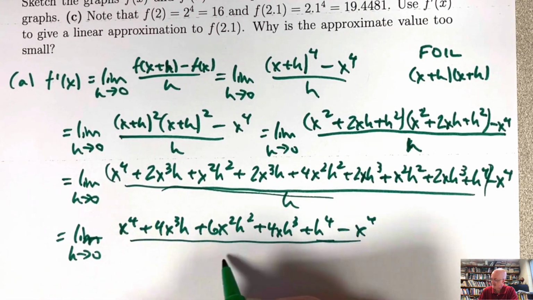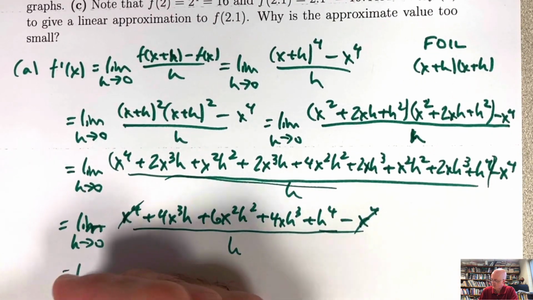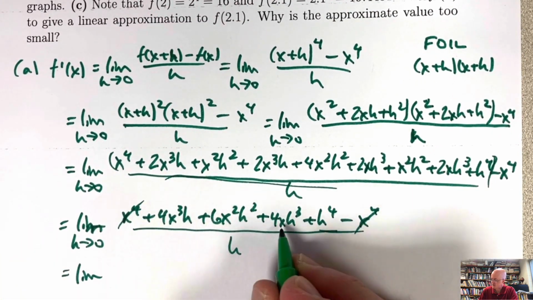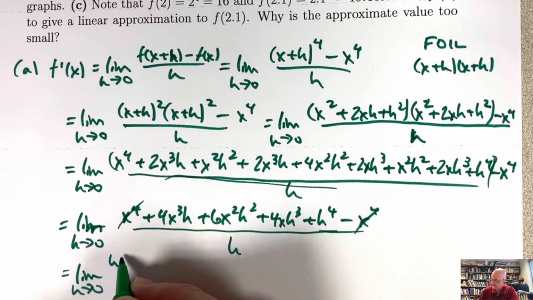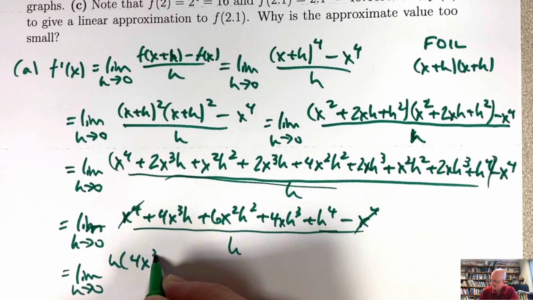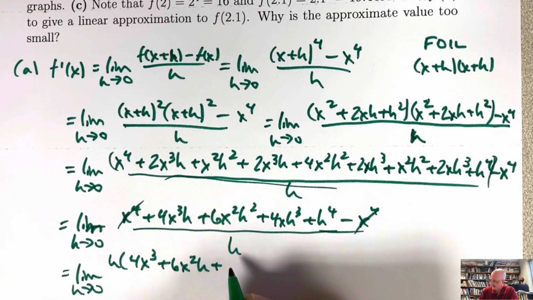Now I'll go ahead and cancel the x to the 4th powers on top. What's left, this term, this term, this term, and this term all have a factor of h that can be factored out like this. And then we are going to divide that h out with the 1 on the bottom. Be careful here not to make a mistake.